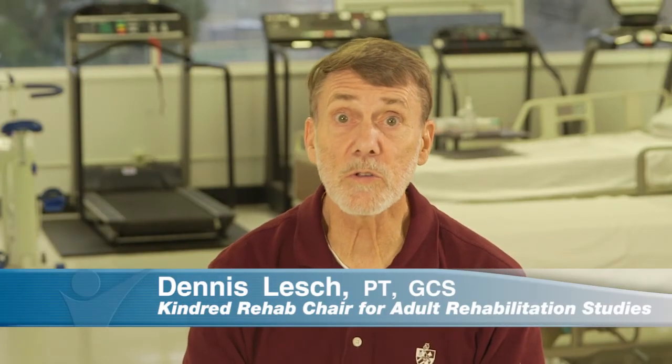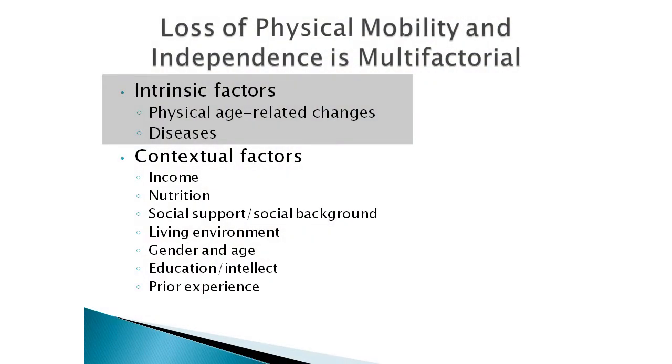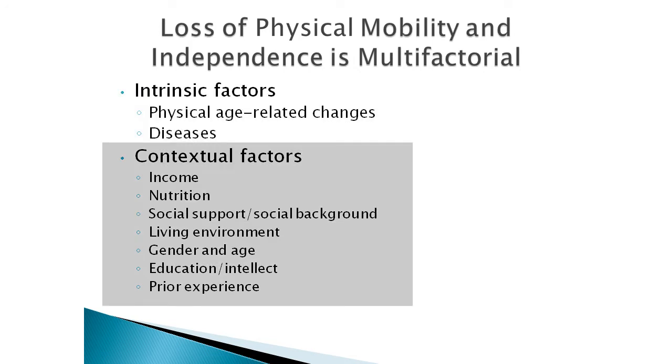We all know that we will get weaker and cannot do what we used to be able to do as we get old. The reason for this loss of physical mobility and independence is multifactorial. Much of this is due to the intrinsic factors of disease and the normal age-related changes in our musculoskeletal system. But before we embark on a discussion of the normal age-related changes, I want to remind everyone of the contextual factors which will affect the rate and degree of these changes.